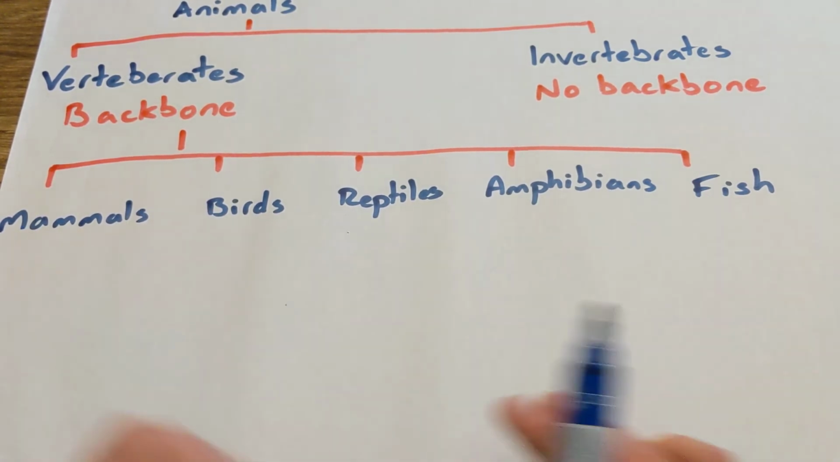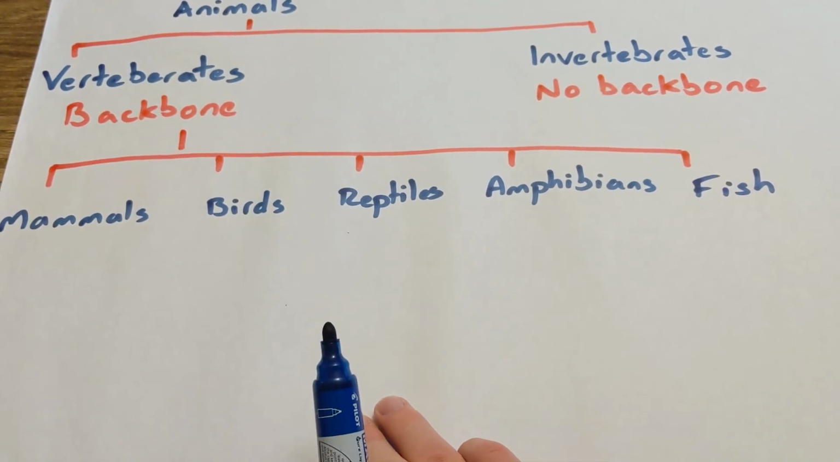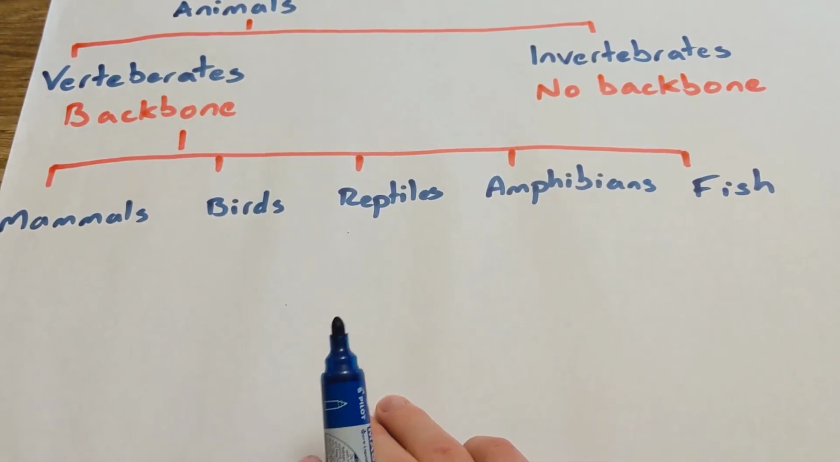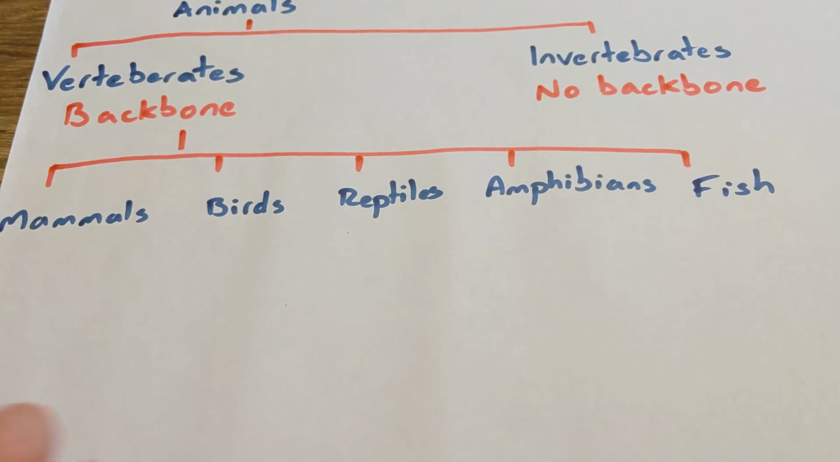So, mammals. It's the one we're probably most familiar with. Mammals are things like cats, dogs, horses, elephants, whales. Quite often these animals will have fur. Sometimes though they'll have skin like a whale, or hair.